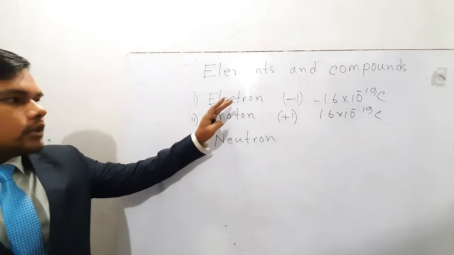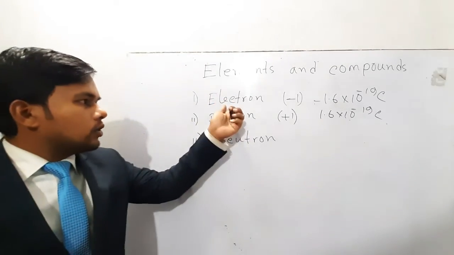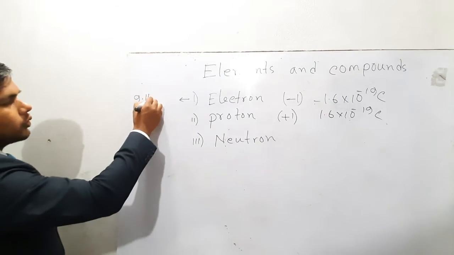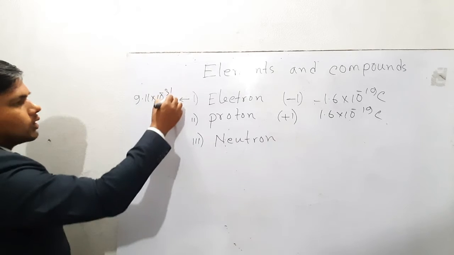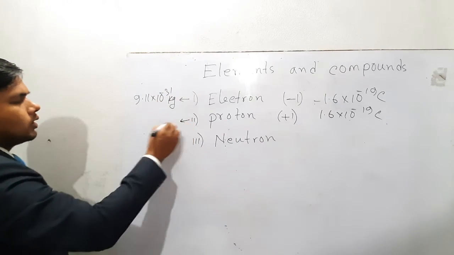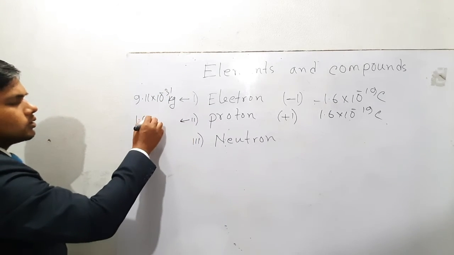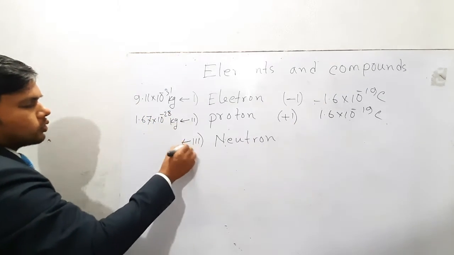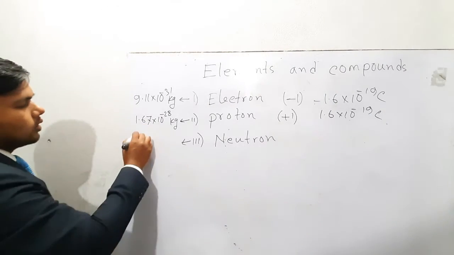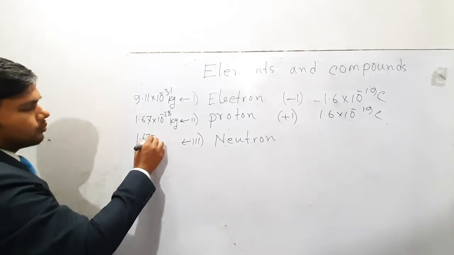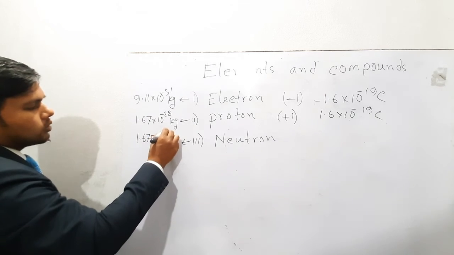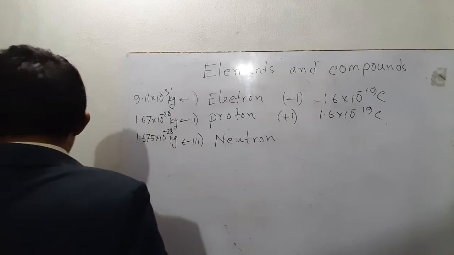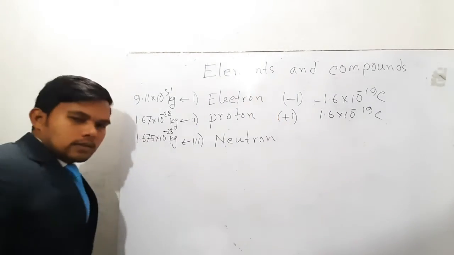And mass, among the three particles, neutron is the heavier one and electron is the lighter one. The mass of electron is 9.11 into 10 to the power -31 kg. And mass of proton is 1.67 into 10 to the power -28 kg. But mass of neutron is quite similar to the proton. It's 1.675 into 10 to the power -28 kg. So mass of neutron and mass of proton are very close. Again, the charge of neutron and charge of proton are similar.